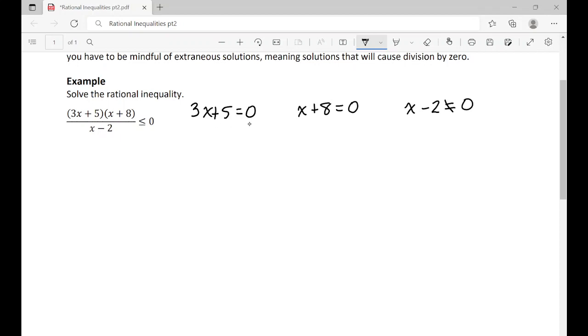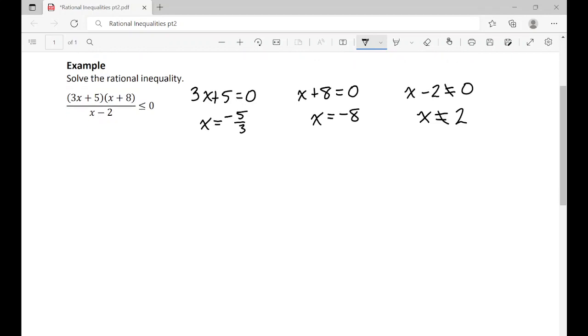So subtract 5 and divide by 3. x is going to equal negative 5/3. Subtract 8 over. x is going to equal negative 8. And then we're going to add 2 over, and x cannot be positive 2. So here are the three answers we got.